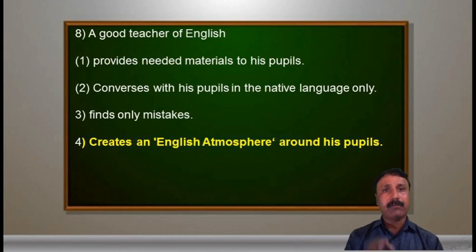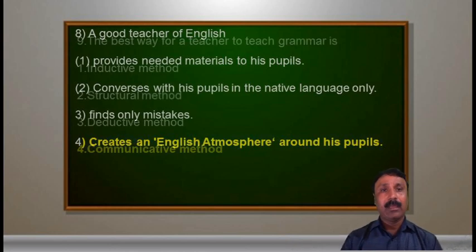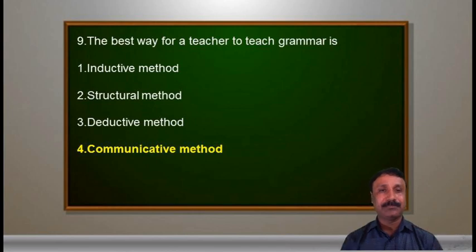A good teacher of English provides needed materials to his pupils, converses with his pupils in the native language only, finds only mistakes, or creates an English atmosphere around his pupils. A good teacher of English always creates an English atmosphere around his pupils, in his classroom. So option number 4 is the apt one. And look at question number 9.